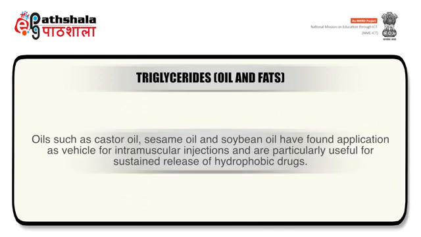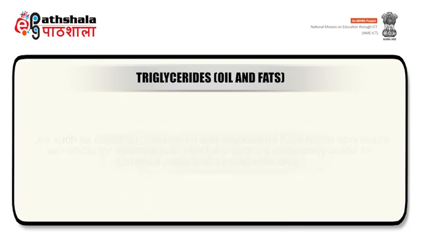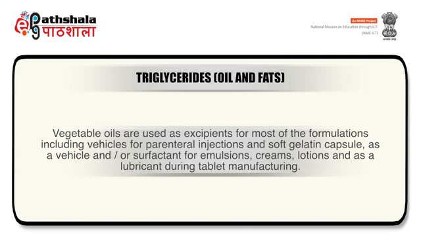Oils such as castor oil, sesame oil, and soybean oil have found application as vehicles for intramuscular injections and are particularly useful for sustained release of hydrophobic drugs. Vegetable oils are used as excipients for most of the formulations, including as vehicles for parenteral injections and soft gelatin capsules, as a vehicle and surfactant for emulsions, creams, lotions, and as lubricant during tablet manufacturing.